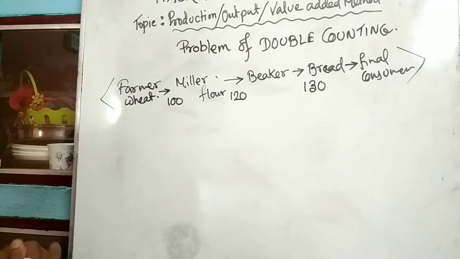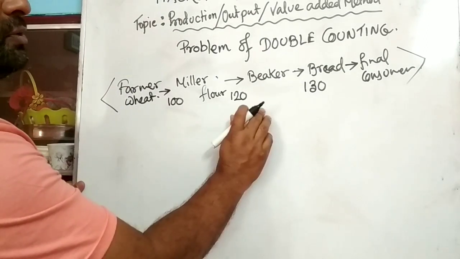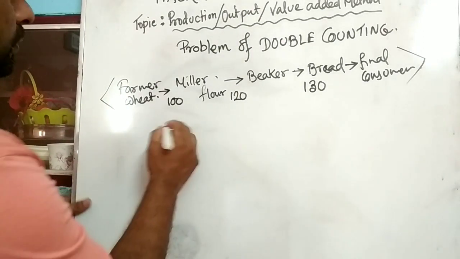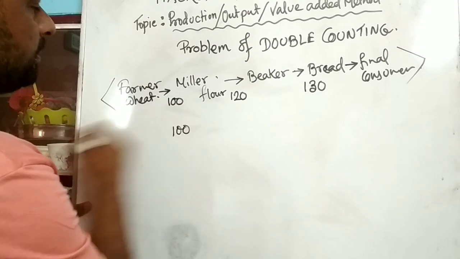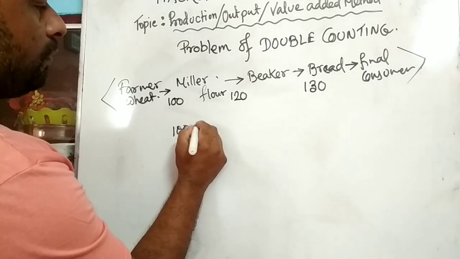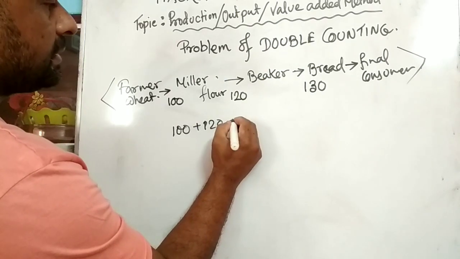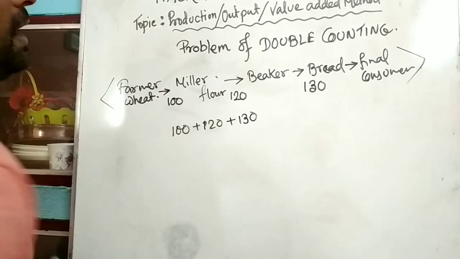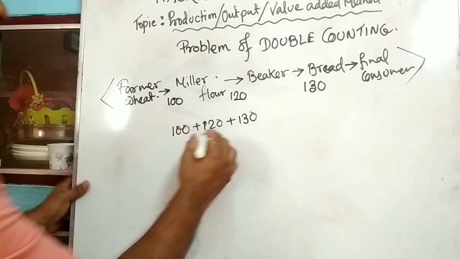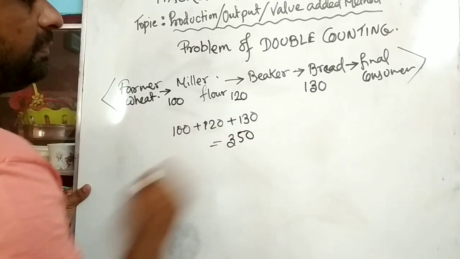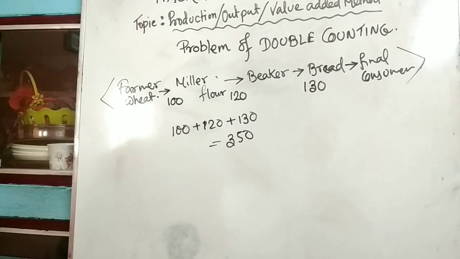Okay. Now in 3 types of production, what happened? All are producing. So if we calculate national income, what we do? 100 rupees production by the farmer, 120 production by the miller, baker produces bread of 130 rupees. So total national income how much? 100, 120, 130, 350 is the national income. But it is actually wrong national income.